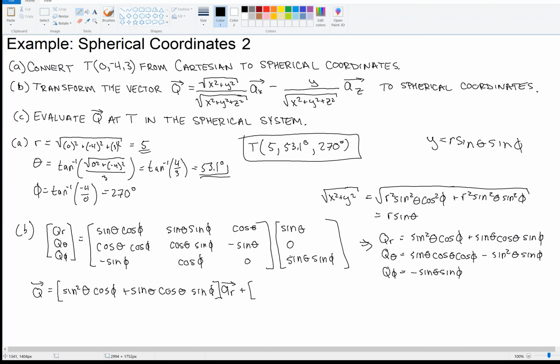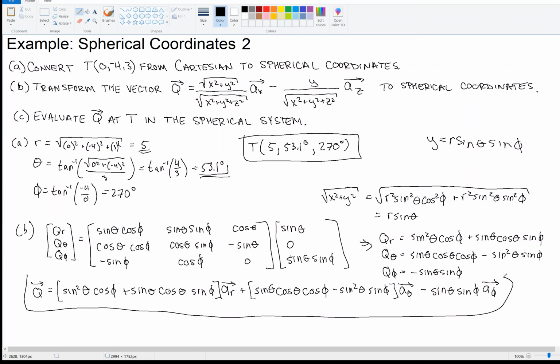plus sine theta cosine phi minus sine squared theta, we could pull a sine theta out if we wanted to, times sine phi, that's in the theta direction, so times that unit vector in the theta direction, and then we have minus sine theta sine phi in the phi direction, so times that unit vector in the phi direction, and that's the answer. So that's the answer to part B. That's our vectorized, or our spherical coordinates, vector field there.